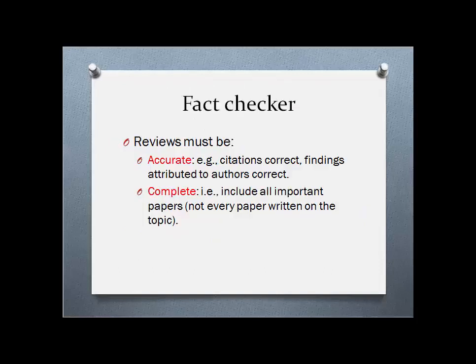So reviews must be accurate. You want to be the fact checker. You know, in the political campaign now, we have fact checkers everywhere, and that's what you want to do for your own research proposal. So make sure your citations are correct and the findings attributed to authors are correct. And it must be complete, so all the important papers should be included, but not every paper written on the topic. So you want to be a little bit selective of which papers you will include in your literature review and which you will leave out.